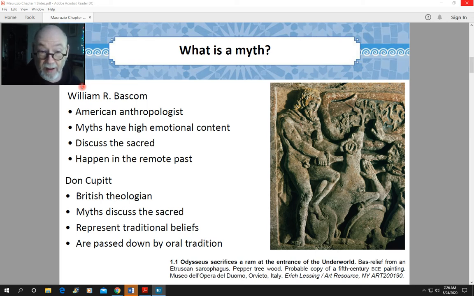This might be a sarcophagus. Perhaps whoever was buried in this sarcophagus loved the Odyssey. I love the story, and of course, this is the moment where it deals with the dead.